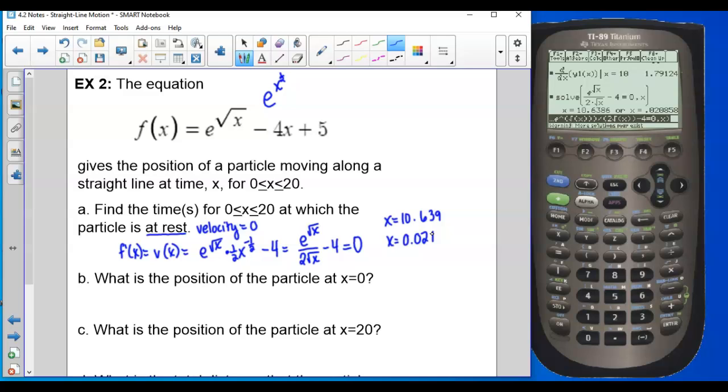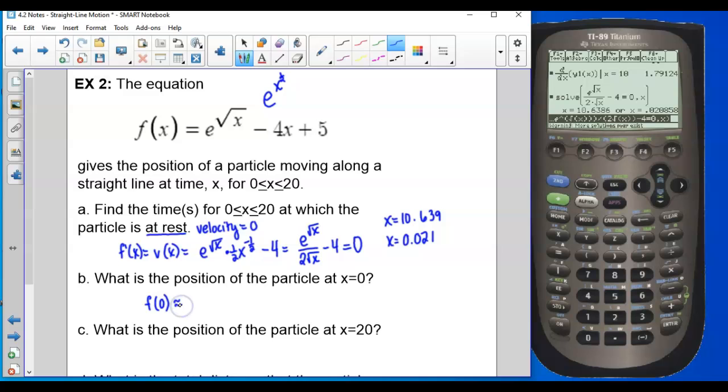And you could check this by plugging those numbers into your derivative to see if you do, in fact, get 0. The next question says, what is the position of the particle at x equals 0? So if we're asked about the position of the particle at x equals 0, we're just plugging into our position formula. So we're just finding f of 0.